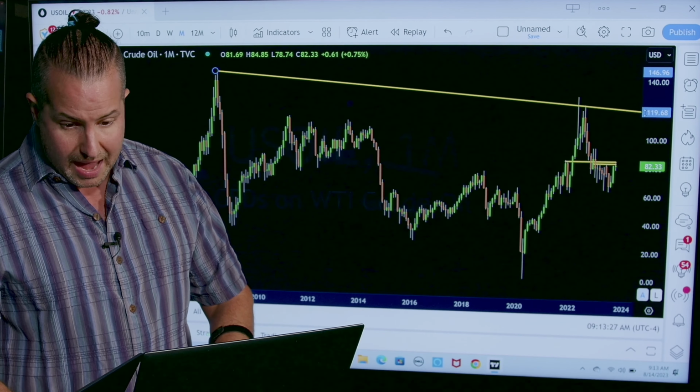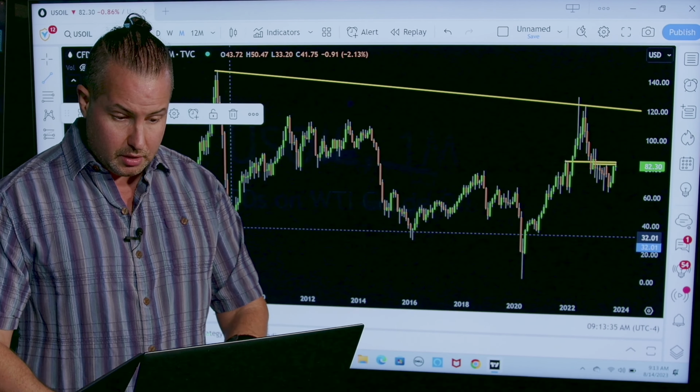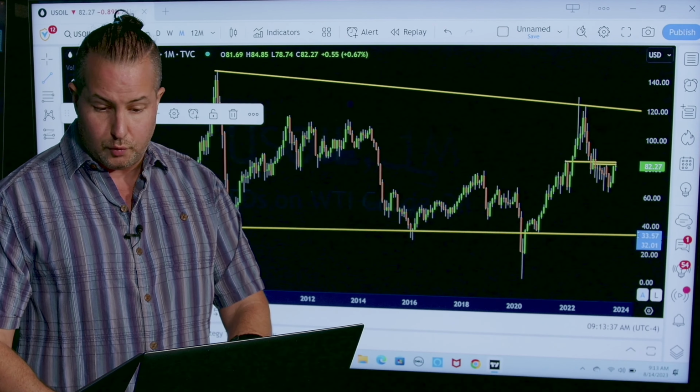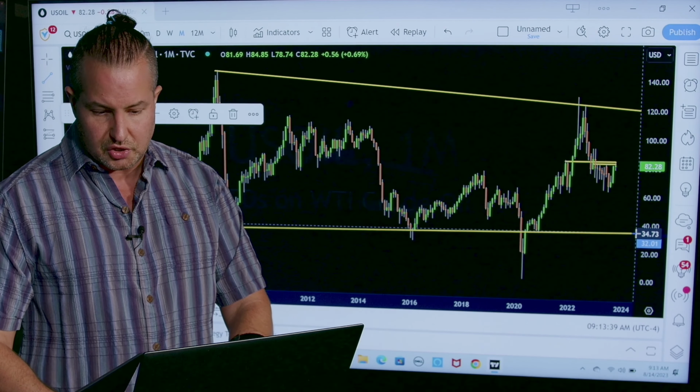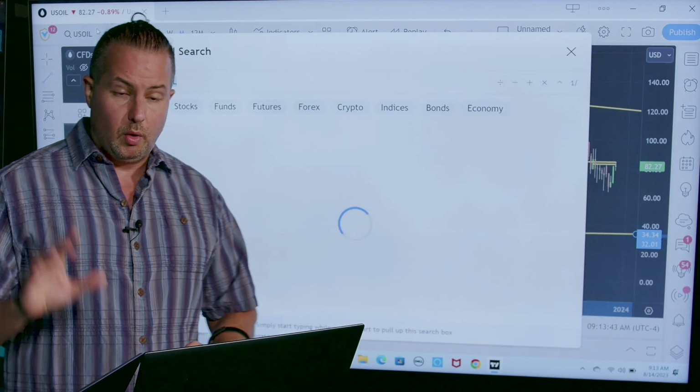If we ever got back to 120, I would be looking to short it. On the underbelly of oil, you'd actually look at this lower level right down here. This would be a fantastic level if we get down to this area. Not that we necessarily will, but it certainly does look interesting there. All right, so I want to go over a couple other things.